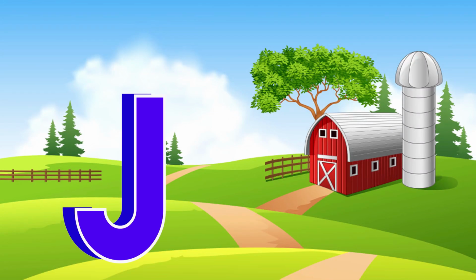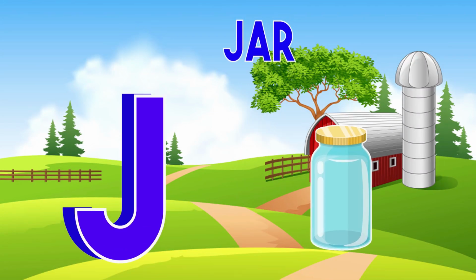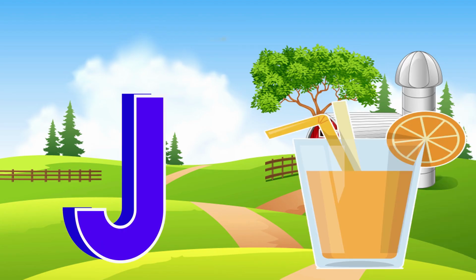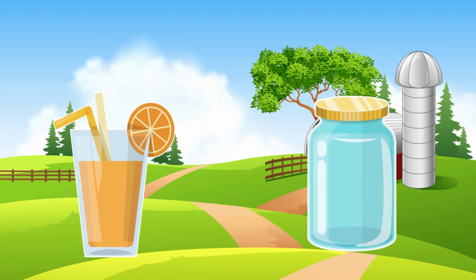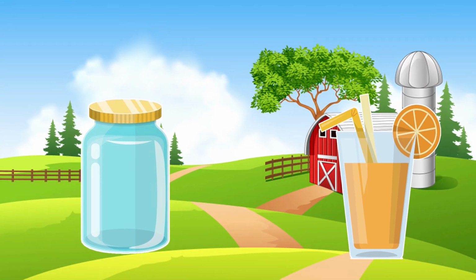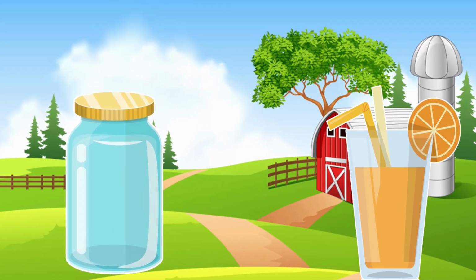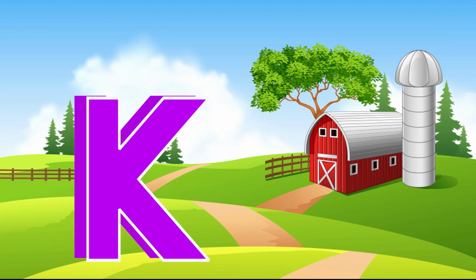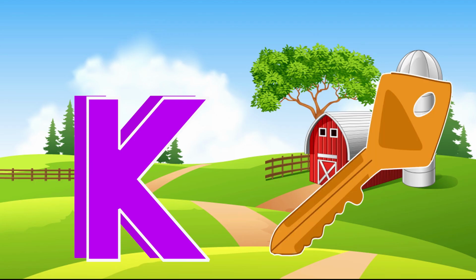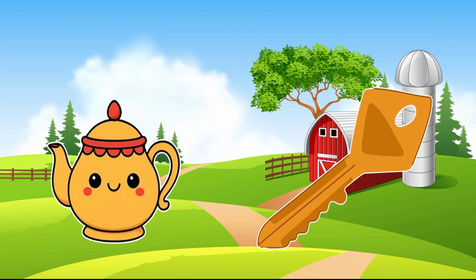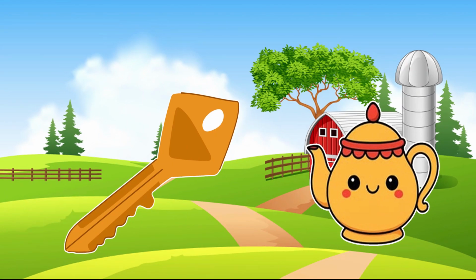J is for jar, jar. J is for juice, juice. J is for jar. J is for juice. K is for kettle, kettle. K is for key, key. K is for kettle. K is for key.